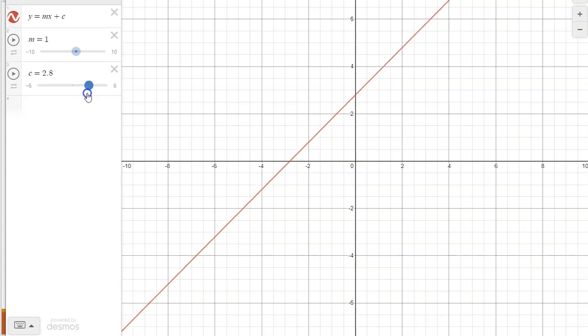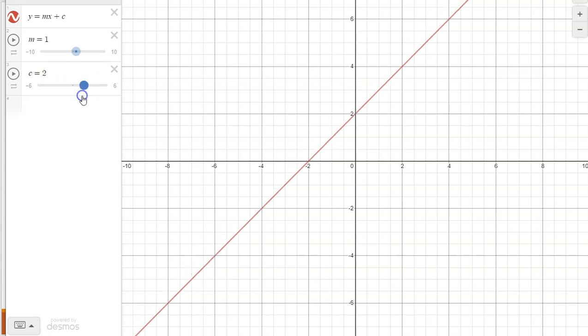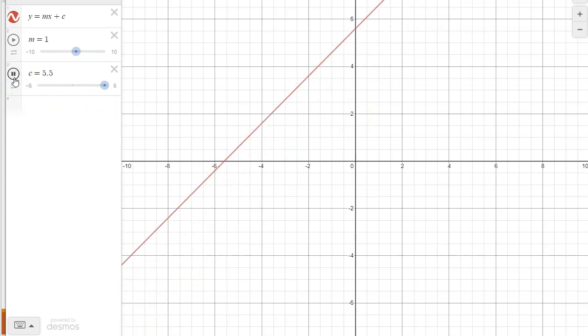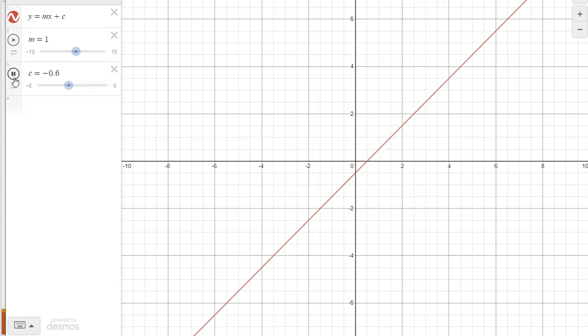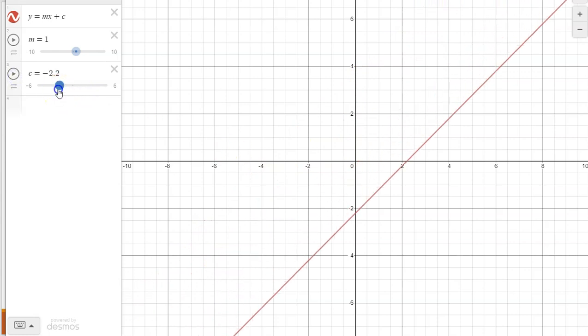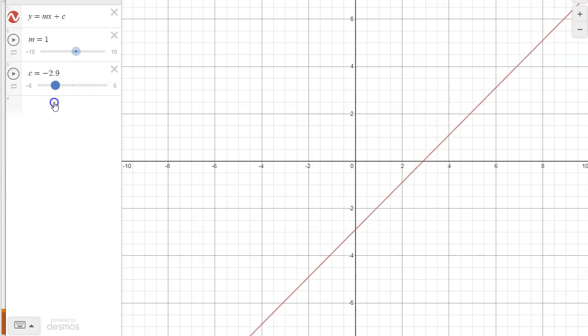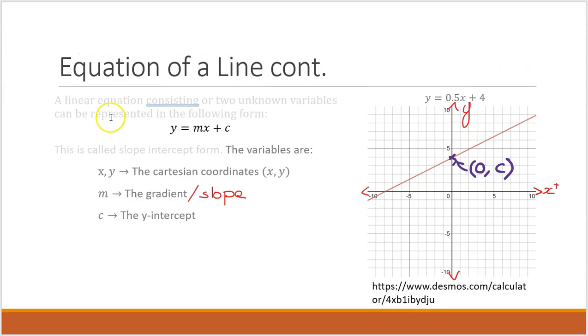If I bring it down to 2, it crosses at y equals 2. If I let it run down into the negatives, it's going to cross at a negative value. So if c equals negative 3, the line crosses at y equals negative 3. So the c, or the constant, is called the y-intercept.